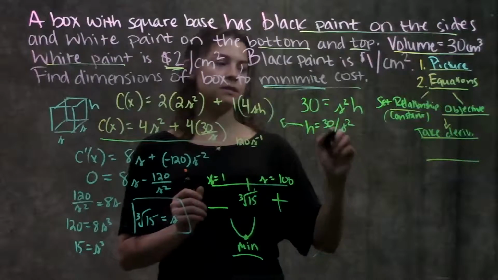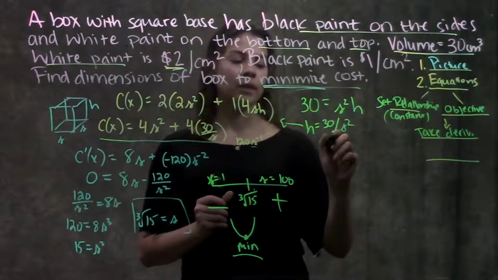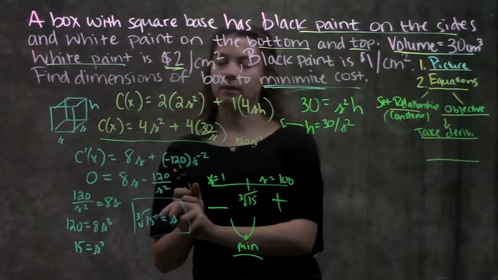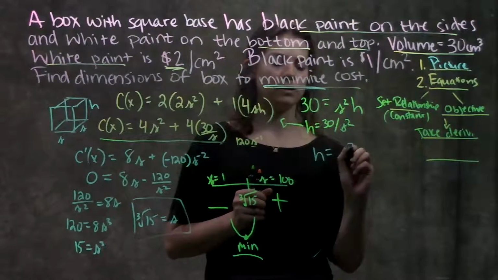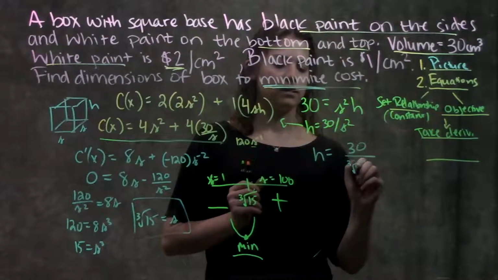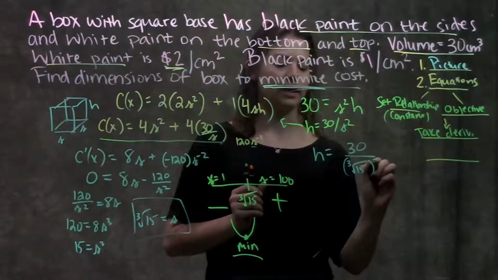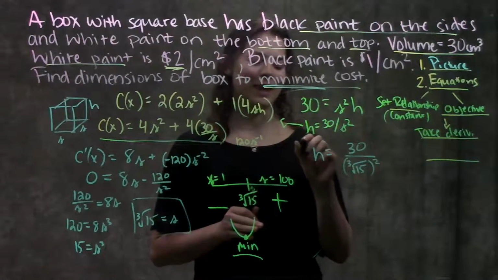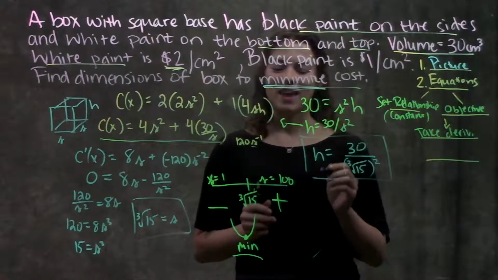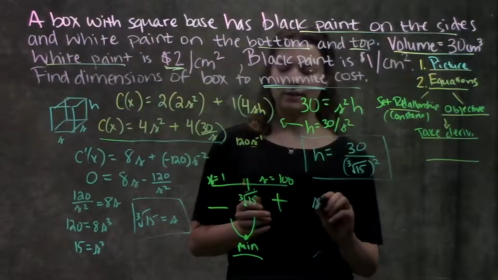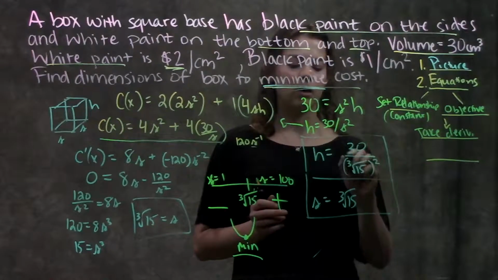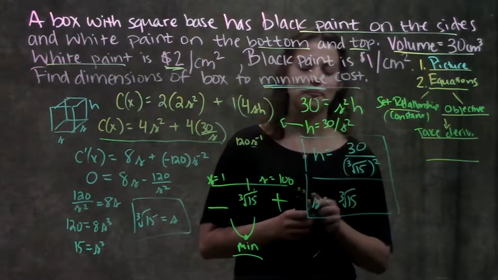So I'm going to go back to this set relationship over here and solve for h. When I plug in s is equal to the cube root of 15, I get h is equal to 30 over the cube root of 15 squared, which we can just leave like this. Who wants to do math? Okay, so now I have that s is equal to the cube root of 15 and h is equal to 30 over the cube root of 15 squared.